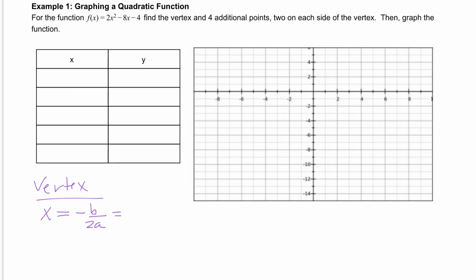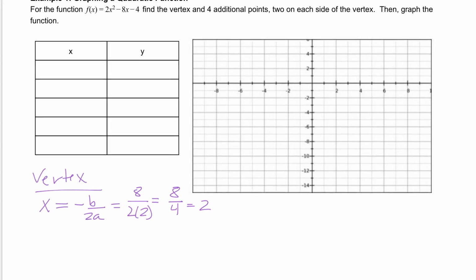Now, the opposite of b is coming from our formula, just like when we were doing the quadratic formula. A is in front of x squared, b is in front of x, and c is our constant. So b in this case is negative 8, and we want the opposite of negative 8, which is going to be a positive 8, divided by 2 times our a value. Our a value is the one in front of the x squared, which is 2. And then simplify that. We have 8 divided by 4, which is 2. So that tells us that the x-coordinate of our vertex is 2.